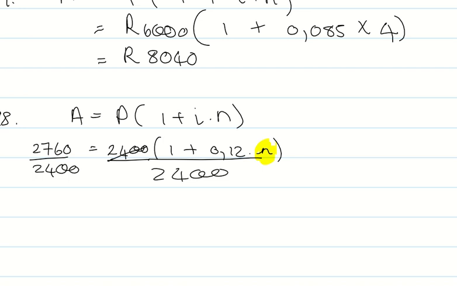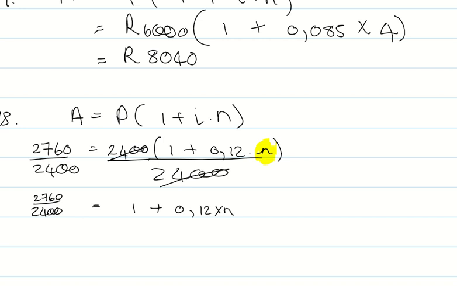Alright, so what happens here is this and this cancel out. We are left with, and you can leave your answer like that, 2,760 divided by 2,400. I'm going to write 2,760 over 2,400. You don't have to simplify right here, okay? You can simplify, but it's not necessary. So then I'm going to say that the 2,400 cancels out. So I'm basically left with 1 plus 0.12 times n. I'm going to put the times there.